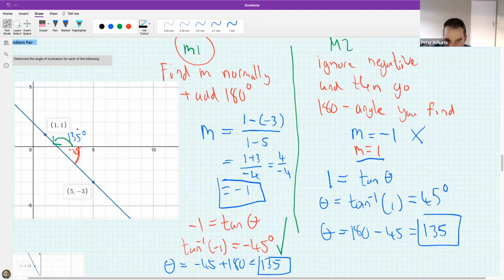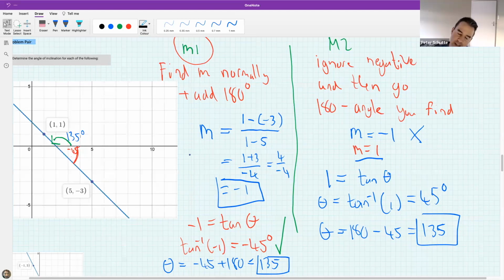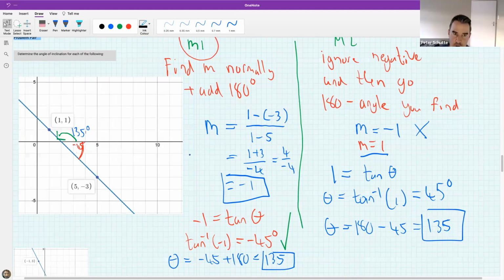So in my experience, both methods are fine, and whatever your teacher uses, you'll probably get more confident with. But basically, if it's a negative gradient, just remember, when you get a negative angle, you must add 180, because the angle of inclination is always a positive angle. If you've got a negative angle, you've just got the angle going in the other direction.